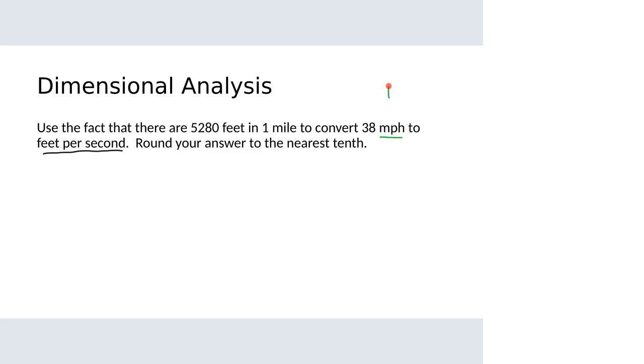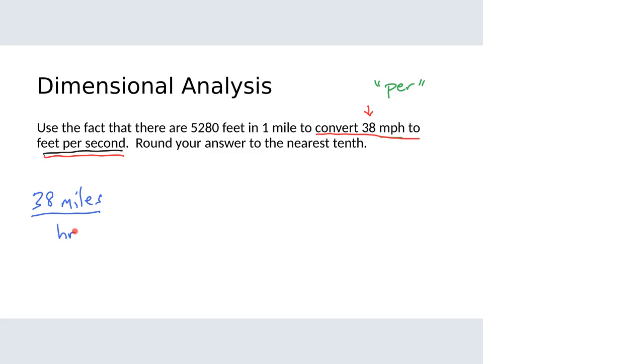The key here is the word per. And we've seen that before when we talked about unit pricing earlier. When we say per, that's an indicator that we need to divide. And so our job here is to convert 38 miles per hour into feet per second. So we're converting 38 miles per hour. So that's where we're going to start, with 38 miles per hour.